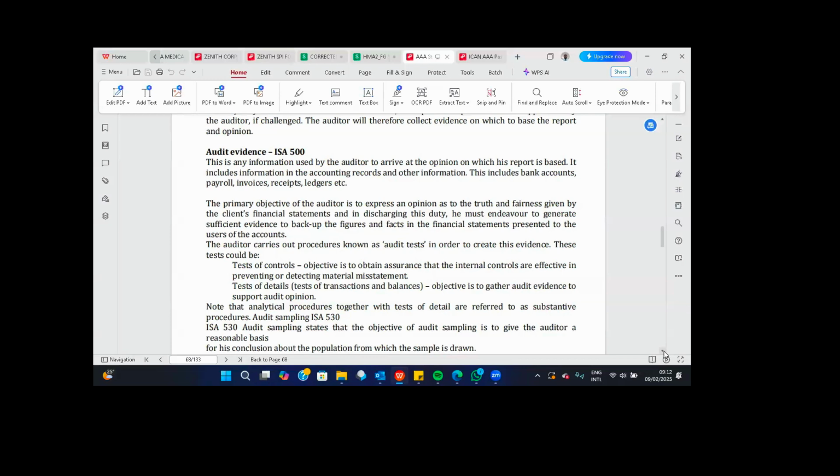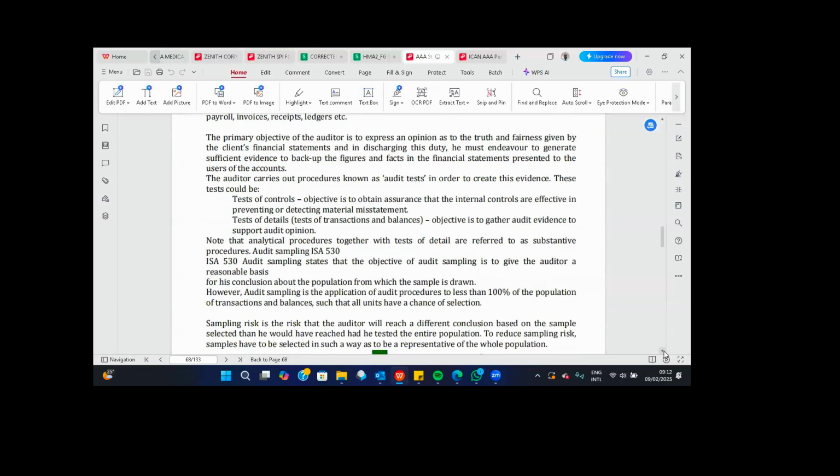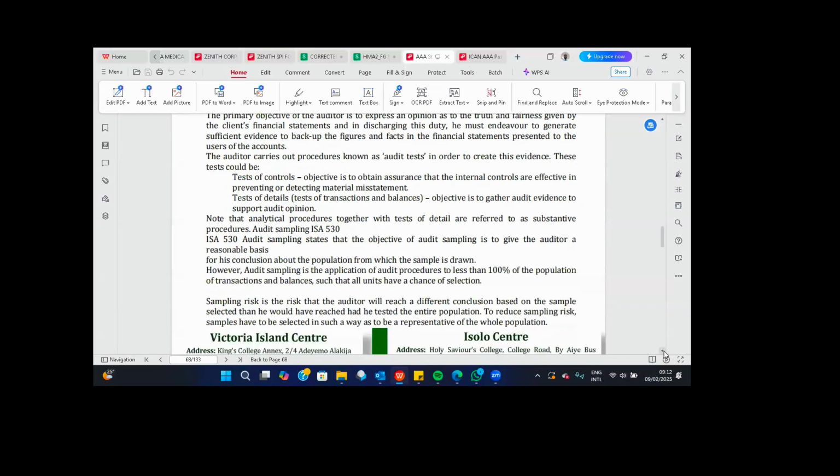All right. So those are the tests that will be carried out by the auditor. We call it audit test, before you can rely on the information that is obtainable from a client environment.